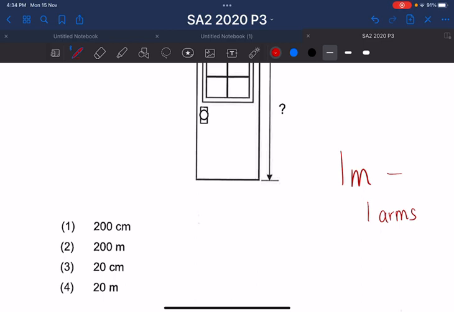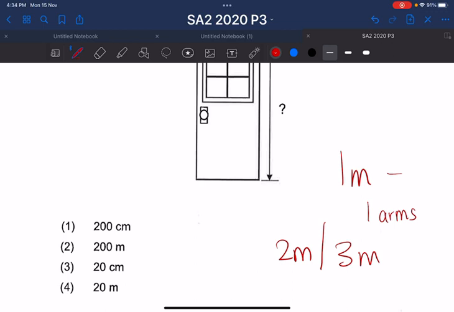Okay? It's really about 1 arm's length. So if you look at the classroom door, it is probably about 2 to 3 arms length. Maybe it's about 3 meters, perhaps. Okay? Or 2 meters. 2 to 3 meters is about 2 arms or 3 arms tall. So we're going to take a look at all the answers that are not possible.